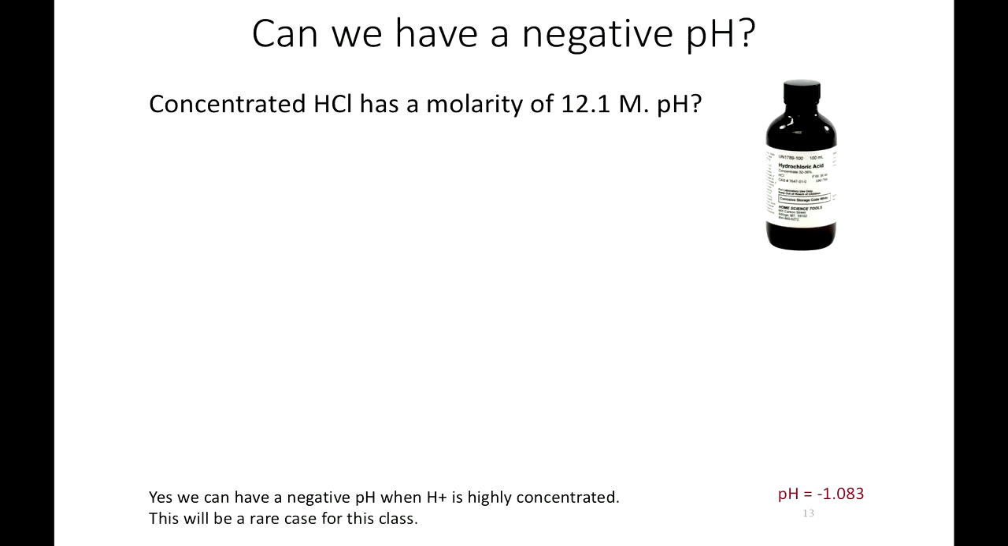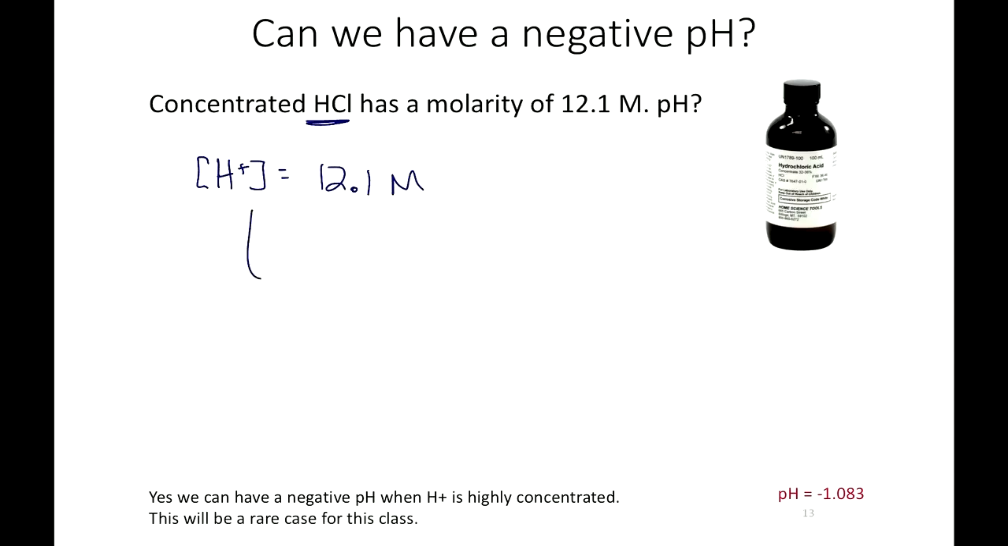So let's try this. If we have concentrated HCl straight from the bottle, it has a molarity of 12.1 molar, really strong. Calculate the pH of this. So if we want to calculate pH, we need H plus concentration. So what is the H plus concentration in this solution? 12.1. We can say that because HCl is a strong acid, yes. And these are the questions you want to be asking yourself, because are they always going to be strong acids? No, they won't. They're going to be weak acids here soon.